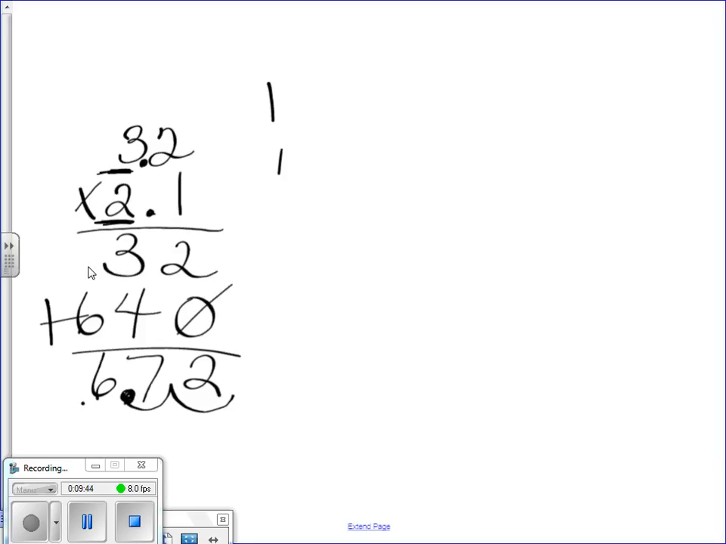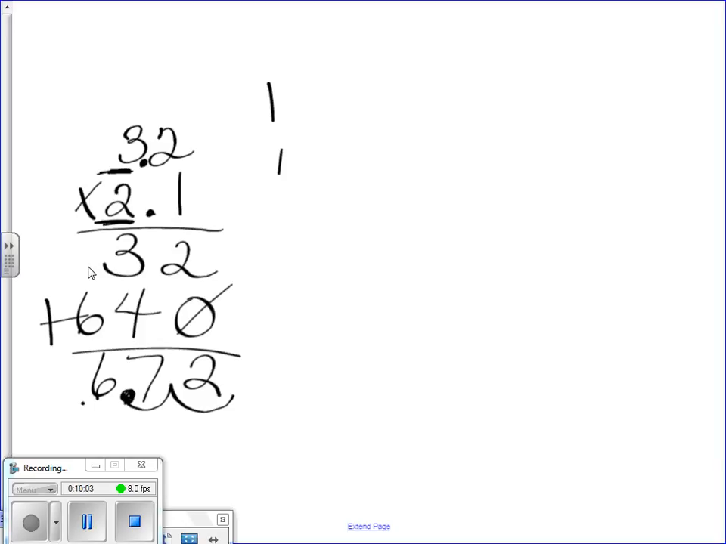Sound familiar? Okay, I should be ringing that bell. Ding, ding, ding! We have a winner, chicken dinner. This should be familiar. This is the way your parents learned it. This is the way I learned it. This is how we learn to multiply decimals.